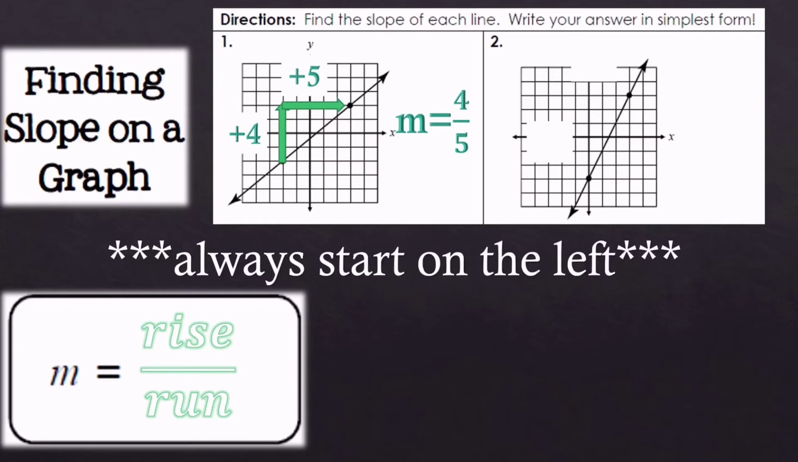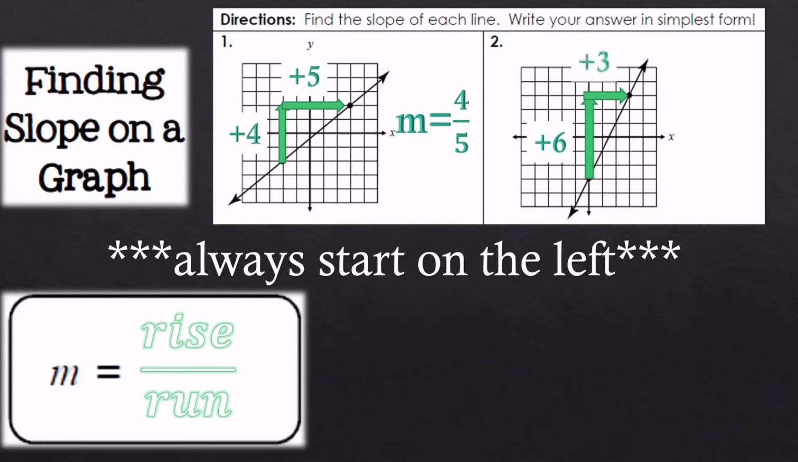Okay? So let's go look at the next one. Start at your left point. I'm going to rise. So since I'm rising, it's positive. And I rose 6. Then I'm going to run to the right because I need to get to the next point, and that is 3.